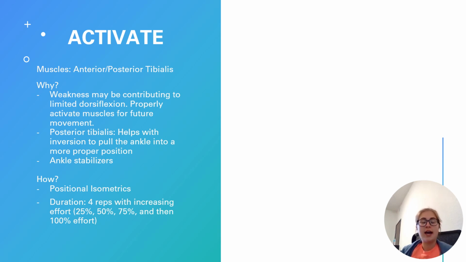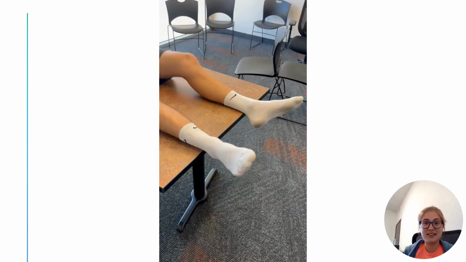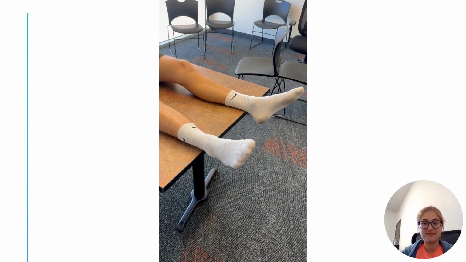We want to just make sure that we are facilitating proper movement in the future. We did positional isometric. I explain it in the video, but we did duration of 4 reps with increasing effort. So I push against and pull against our patient's ankle, not too hard, just enough to get like 25, 50, 75%, and then 100% of his effort. And then we repeat that.